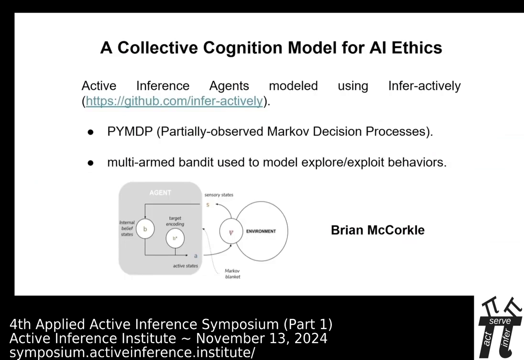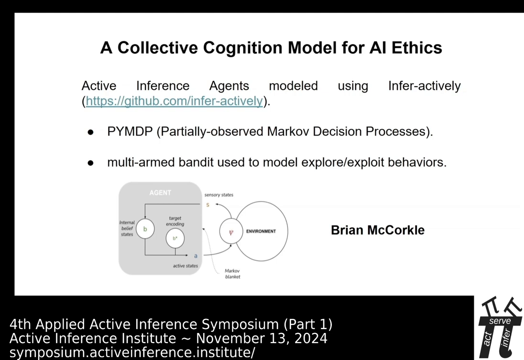And then we've done this work on collective cognition for AI ethics. This is where I actually applied active inference. And we modeled agent behavior in terms of active inference using a package called interactively. And this is the GitHub repo here, interactively.